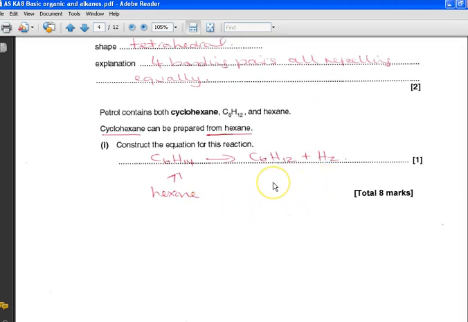I don't know why this can cause confusion. A lot of you got this right, but a number of you got it wrong. It's asking you to prepare cyclohexane, which is this one, from hexane. So they give you the formula for cyclohexane. You should be able to write the formula for hexane and recognise that if you're forming the cyclo compound from a chain or an aliphatic compound, you're going to end up with 2 hydrogens left over.